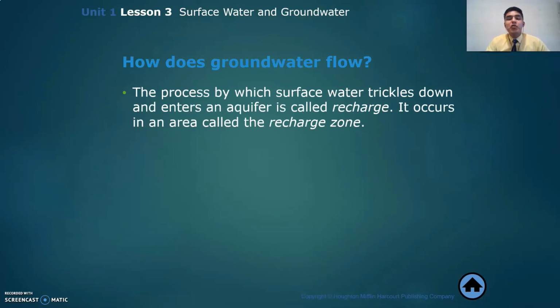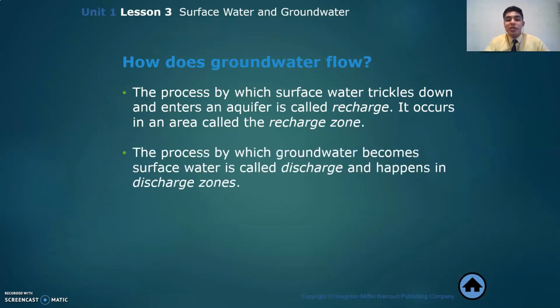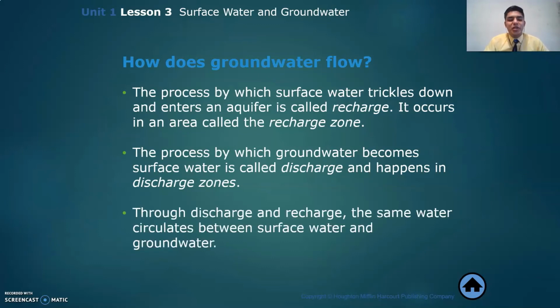The process by which surface water trickles down and enters an aquifer is called recharge. It occurs in an area called the recharge zone. The process by which groundwater becomes surface water is called discharge, and it happens in discharge zones. Through discharge and recharge, the same water circulates between surface water and groundwater.